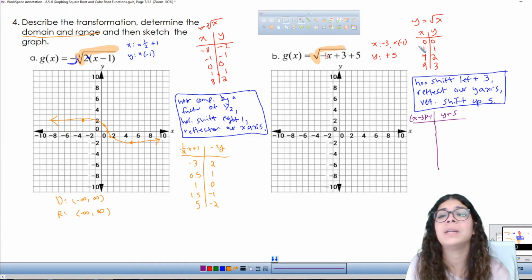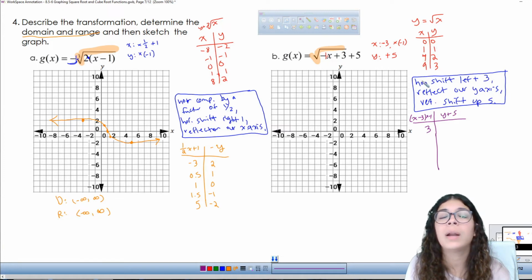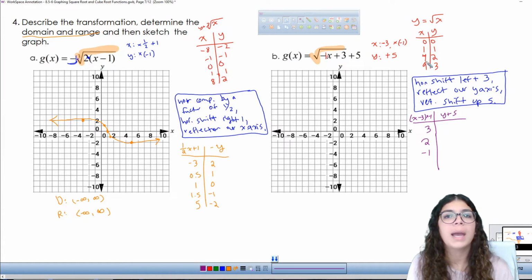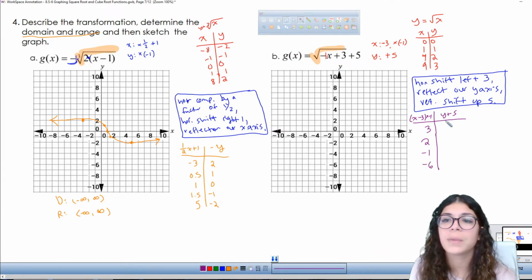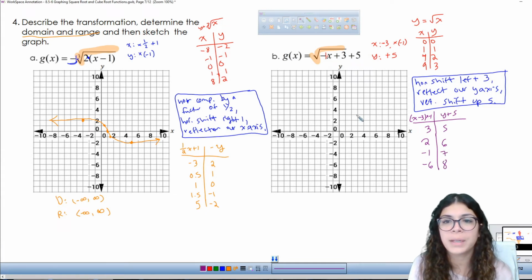So each x value, subtract 3 first, then multiply by -1. So 0 minus 3, -3, times -1 will be +3. 1 minus 3 is -2. -2 times -1 is +2. 4 minus 3 is 1. 1 times -1 is -1. And 9 minus 3 is 6. 6 times -1 is -6. To the y value, I'm just adding 5. 0 plus 5 is 5. 1 plus 5 is 6. 2 plus 5 is 7. And 3 plus 5 is 8. Okay, let's graph it. 3, 5.